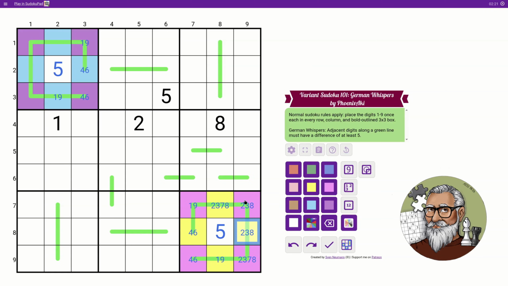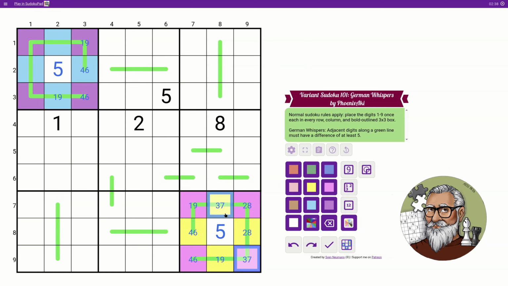Because if this is 3, this would have to be 7, right? And if this is 3, then this one would have to be 7, because 7 is a different color, and 3 can't be next to a 7. So these are 2, 8, and those would have to be 3, 7.